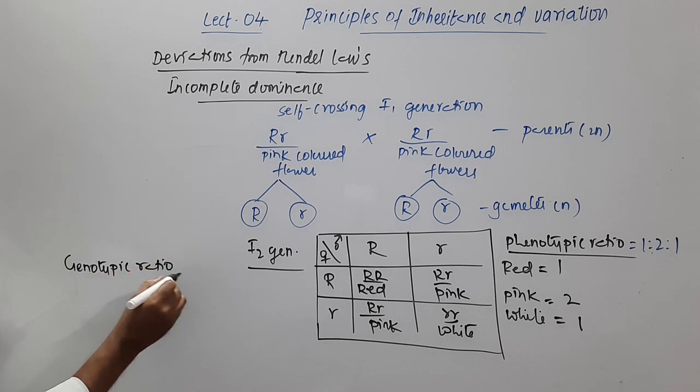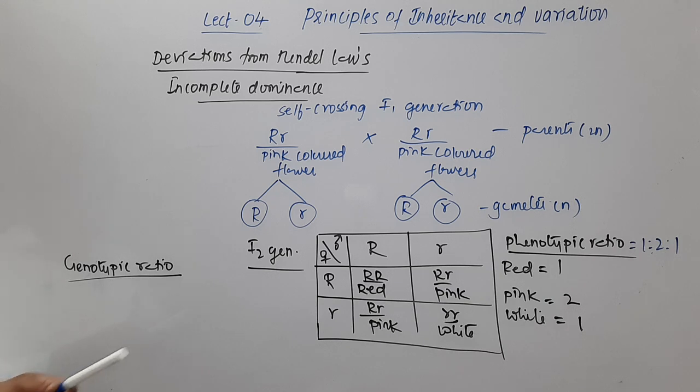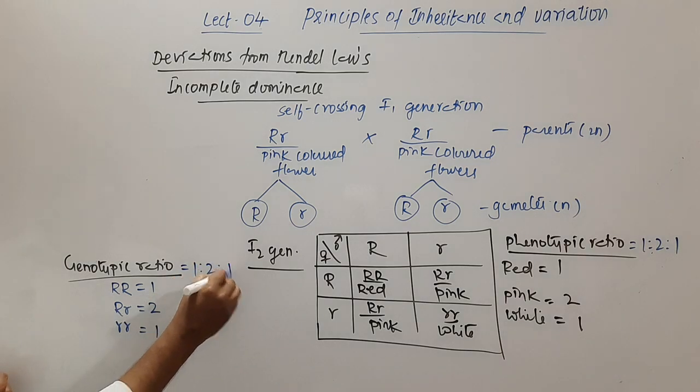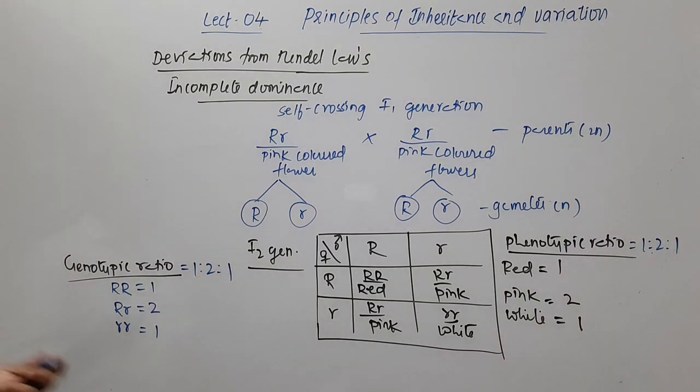The genotypic ratio of incomplete dominance. Let's see in this case how many are capital R capital R, how many are capital R small r, and how many are small r small r. Here you can see there is only one capital R capital R, two capital R small r, and one small r small r. So the genotypic ratio will also be 1:2:1. So in this case, both the ratios are 1:2:1.